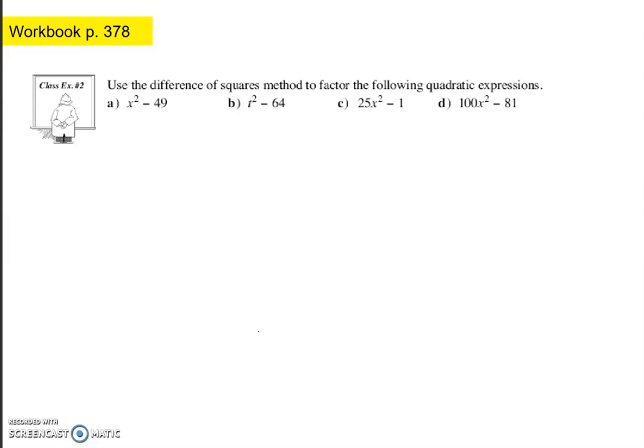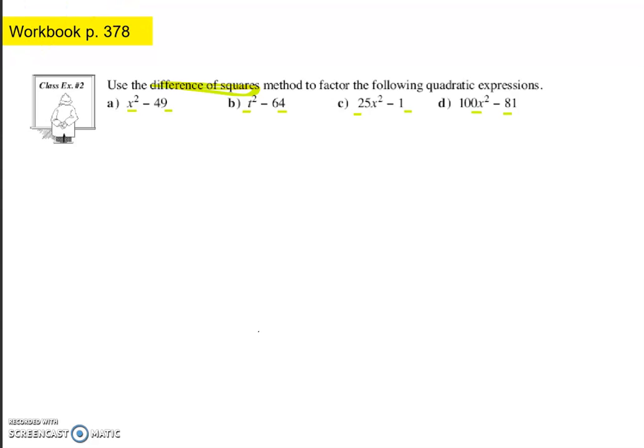Page 378, and we're looking at class example number 2. So class example number 2 focuses on our difference of squares method. Remember, this is the method I said we use when we have two terms. You'll notice that in each one of them there are two terms. But you can't use this every single time.